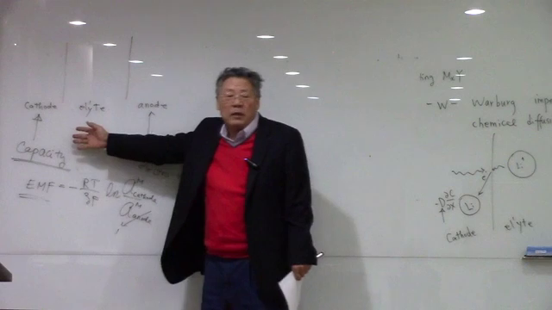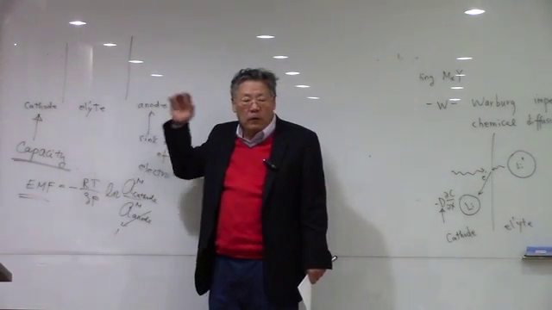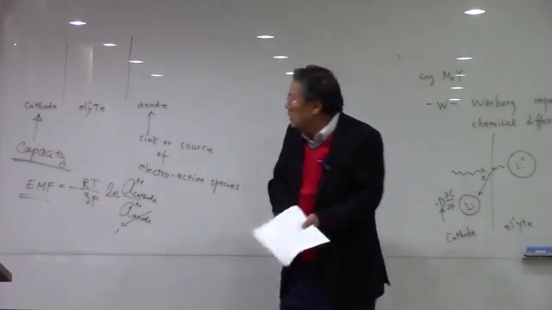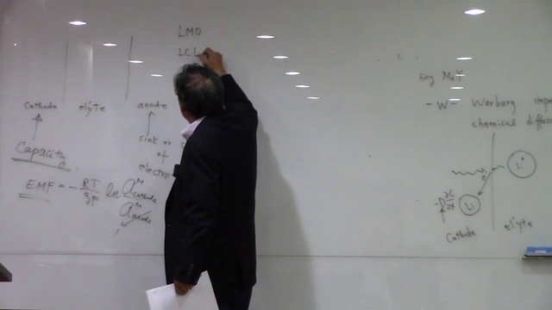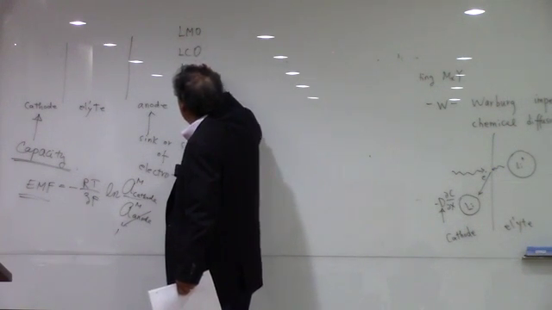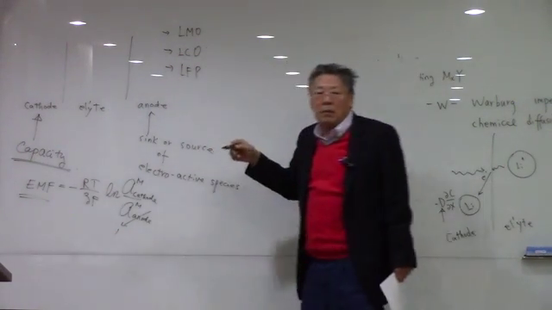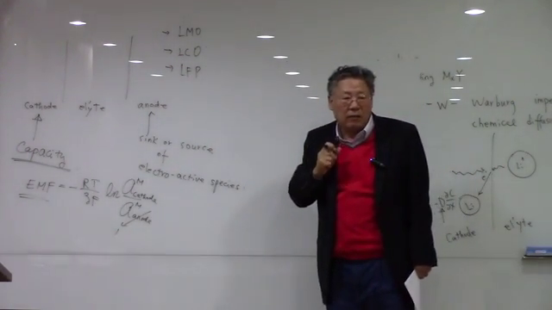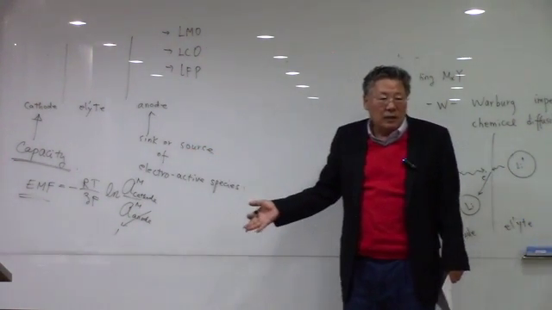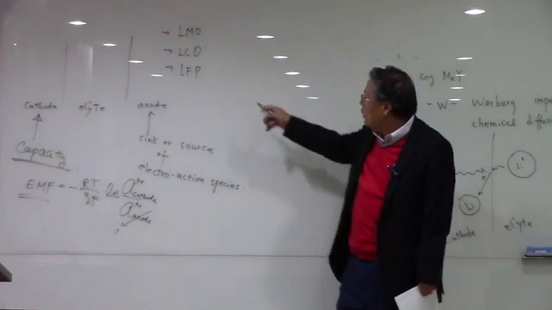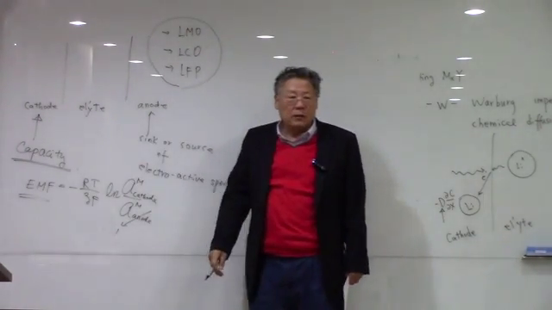So we do not have many choices for the cathodes. For example, in lithium batteries, LMO, LCO, LFP, I think these 3 are the main choices we can have for the cathode in lithium batteries. Why is that? Why can other materials not be used as a cathode?